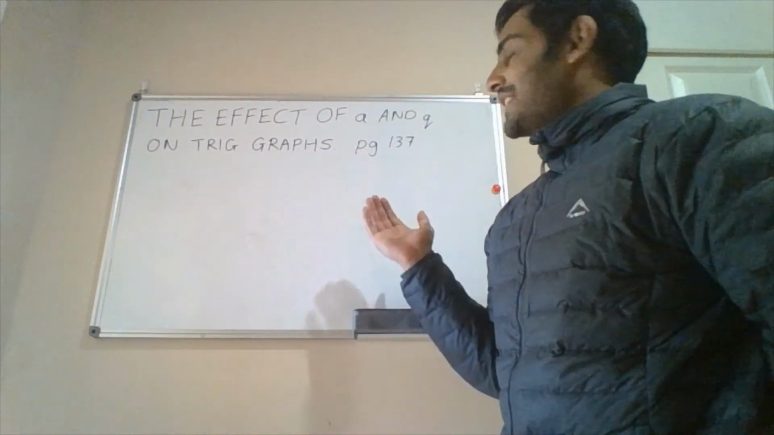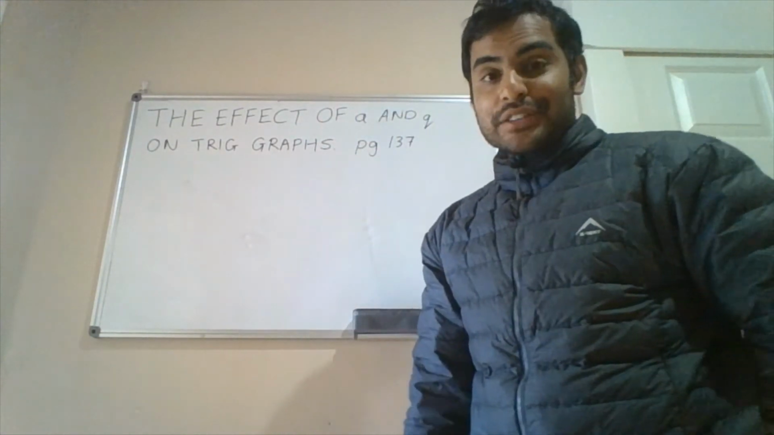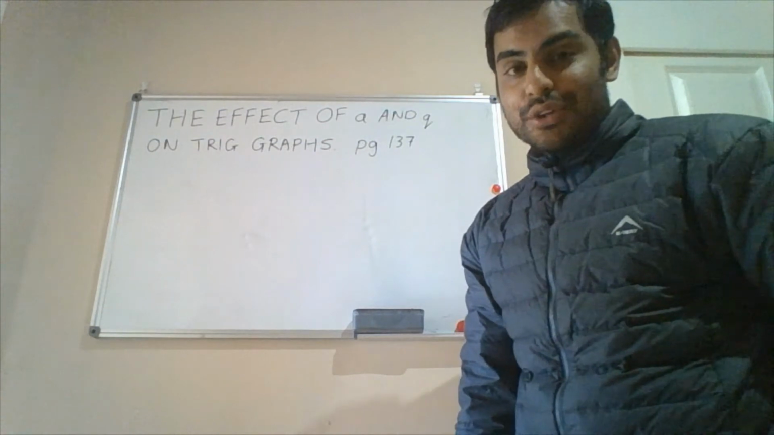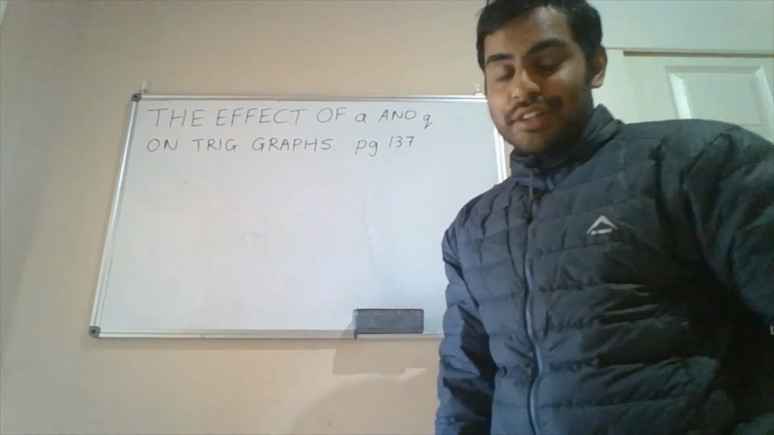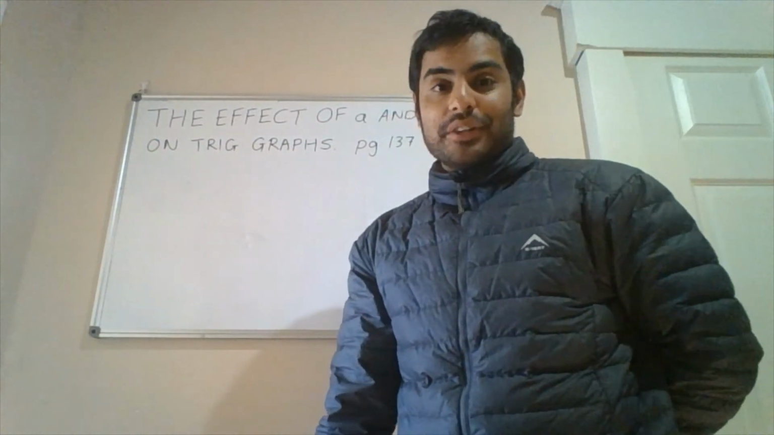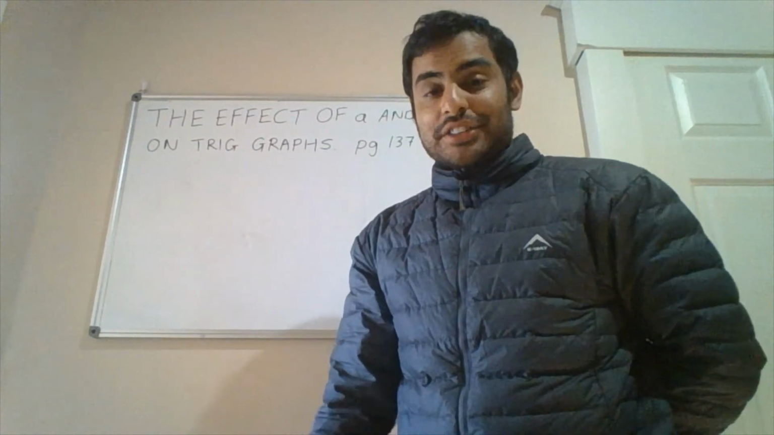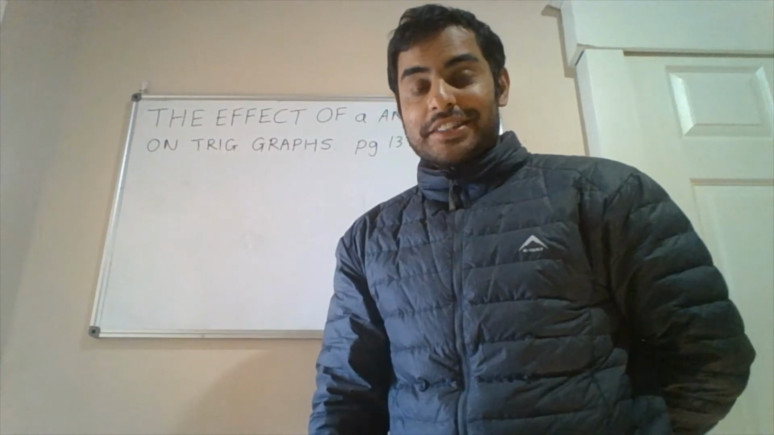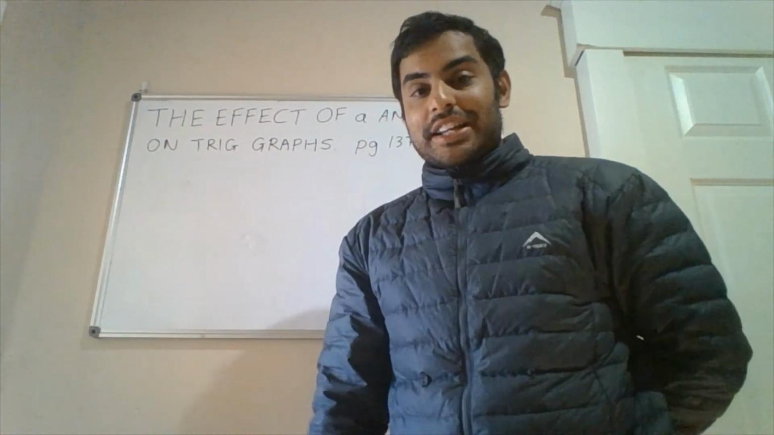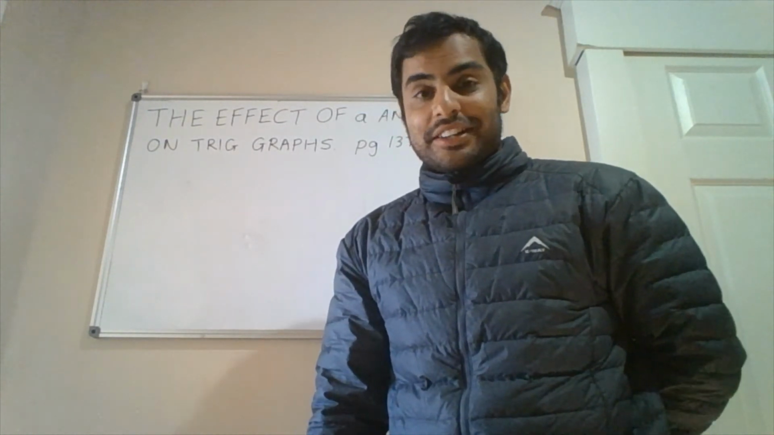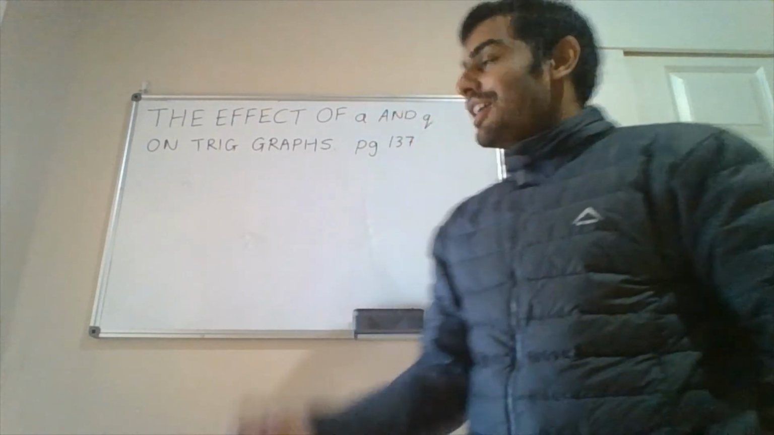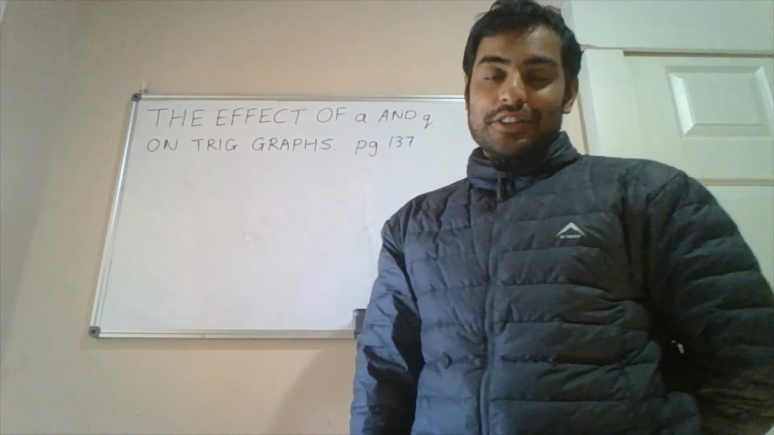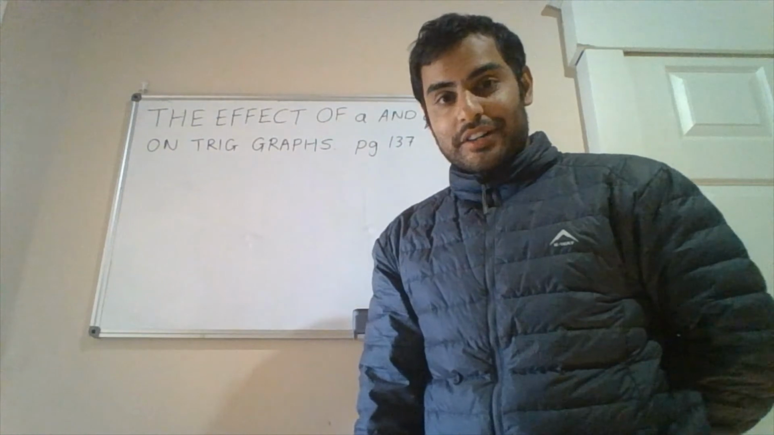So today we're starting a new section, the effect of parameters a and q on trig graphs. So you can see how rapidly we're building concepts in grade 10. Just now in the previous section we were looking at how parameters affected a whole set of new graphs, the hyperbola, parabola and exponential graph, and now we're moving directly onto a new application for trig graphs.